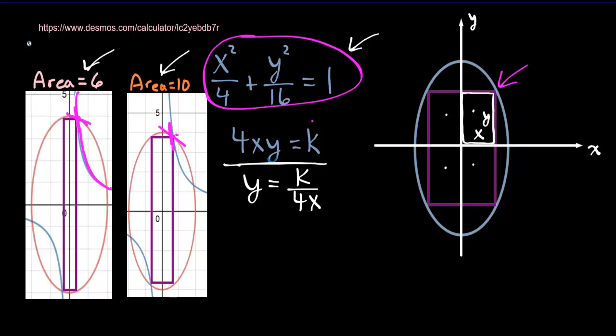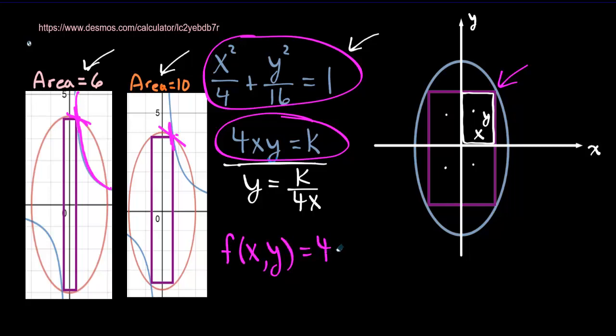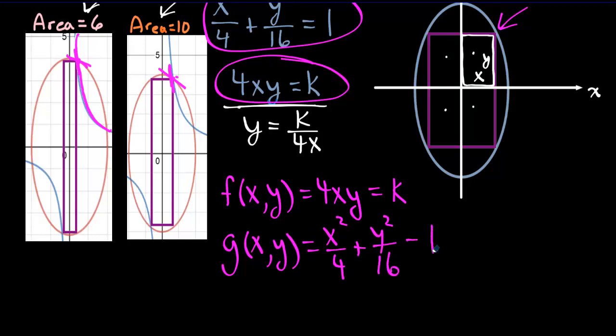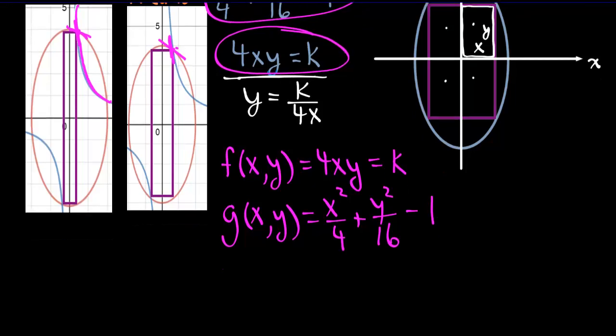Let me rewrite this objective equation right here as a level curve. So I'm going to call this f of x,y equals 4xy. Of course, that equals k. And let me name the constraint g of x,y. So we've got x squared over 4 plus y squared over 16 minus 1. So I'll just have these two level curves, and I'm writing them as level curves because now I can calculate the gradient. Okay, so let's do that now.